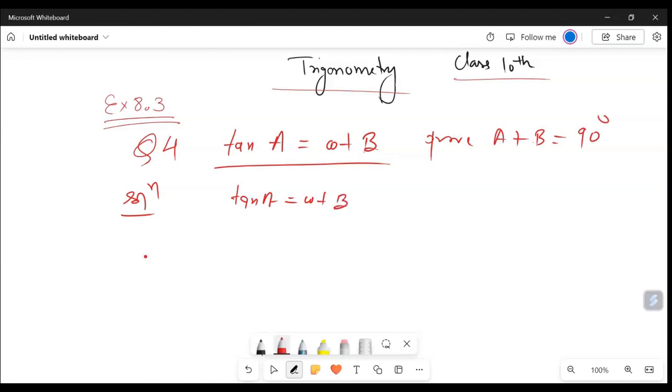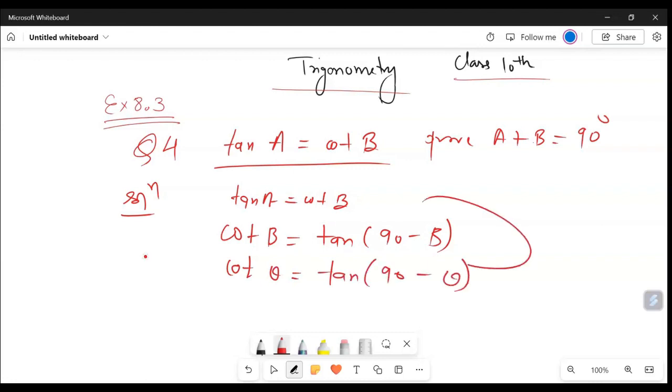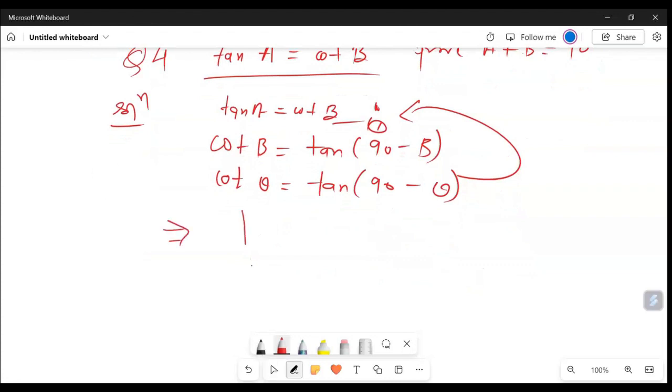By using the identity we can write down that cot B can be written as tan 90 minus B. By using the formula, cot theta is equal to what? Tan 90 minus theta. So by using this identity, after putting this in equation number 1 or in our question, we will get what? We will get tan A is equal to tan 90 minus theta, or 90 minus B, because in this case theta is B.